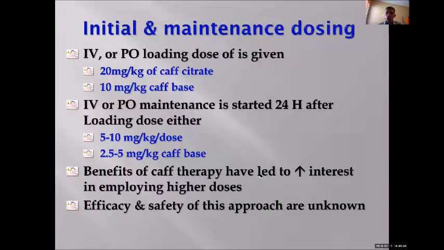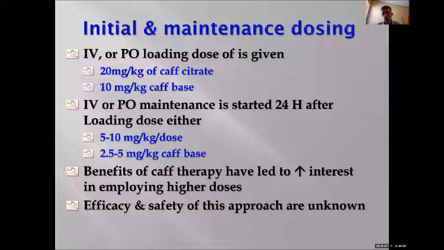How do we initiate? We give a loading dose. It depends whether you have caffeine citrate or caffeine base. So you give 20 or 10 milligram per kg per dose. You can give the loading dose IV or oral. Maintenance can also be IV or oral, starting 24 hours after the loading dose. And again, it depends whether you have caffeine citrate or caffeine base. So you give 5 to 10 or 2.5 to 5.